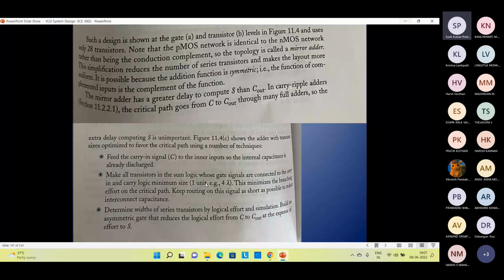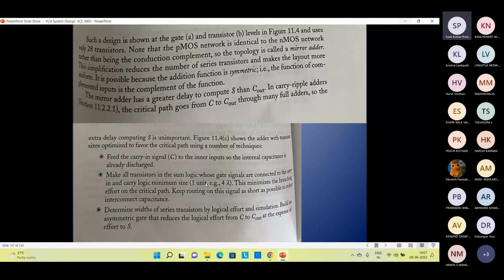Now, you can note that the PMOS network is identical to the NMOS network as far as conduction complement is concerned. So the topology is called the mirror adder. Okay. Now this simplification reduces the number of series transistors and makes the layout more uniform. Now it is possible because the addition function is symmetric, that is, the function of complement inputs is the complement of the function. Now the mirror adder has a greater delay to compute S than C out. That is the sum and then the C out.